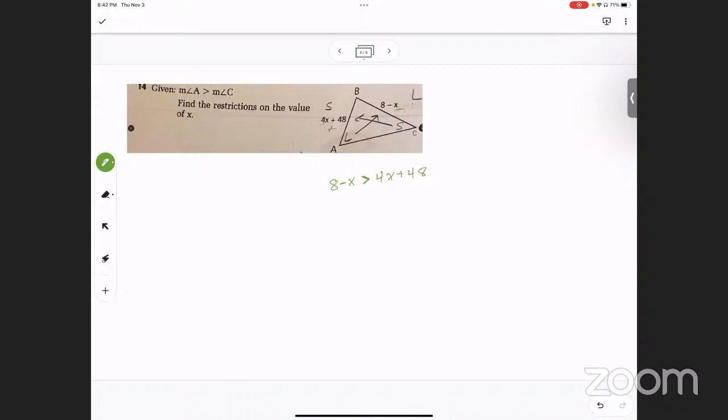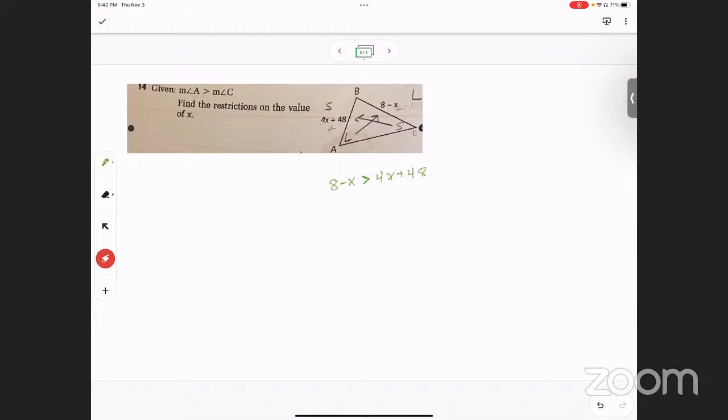Yeah, I get it. There's a theorem or property that says the biggest side is across from the biggest angle, basically. So if A is bigger than C, then this has to be bigger than this. Okay, let's see, what would the other restriction be?